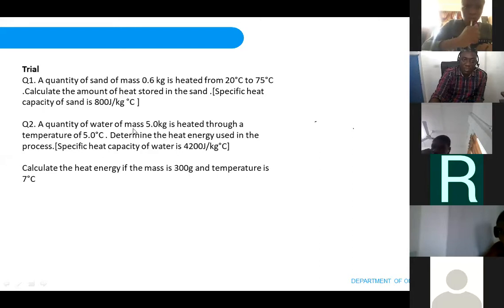The second question has two aspects. You find the quantity of heat, or the heat supplied, or the heat energy used, using the mass 5 kilogram, temperature 5, and the specific heat capacity of water to be 4,200. If you get that one finished, there is another set of questions linked to question 2, that's part II of question 2. So the mass is 300 grams. Make sure you change the gram to kilogram. And the temperature is 7 degrees Celsius. You are going to use the same specific heat capacity of water, which is 4,200, to solve. So in all, you are going to get about 3 solutions.